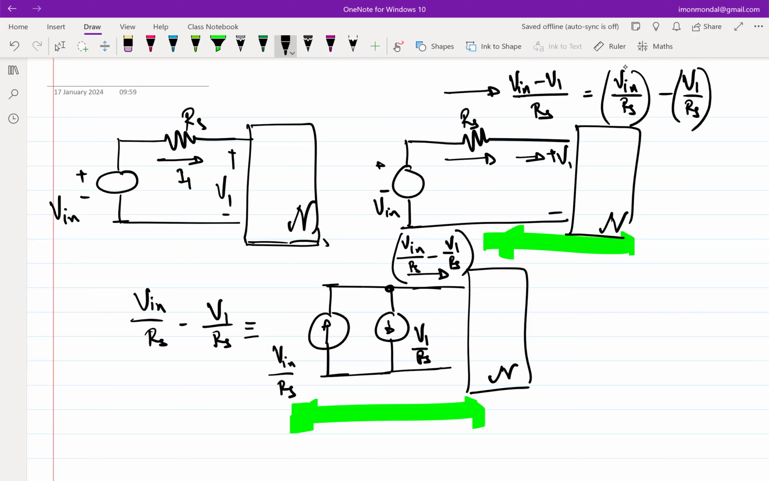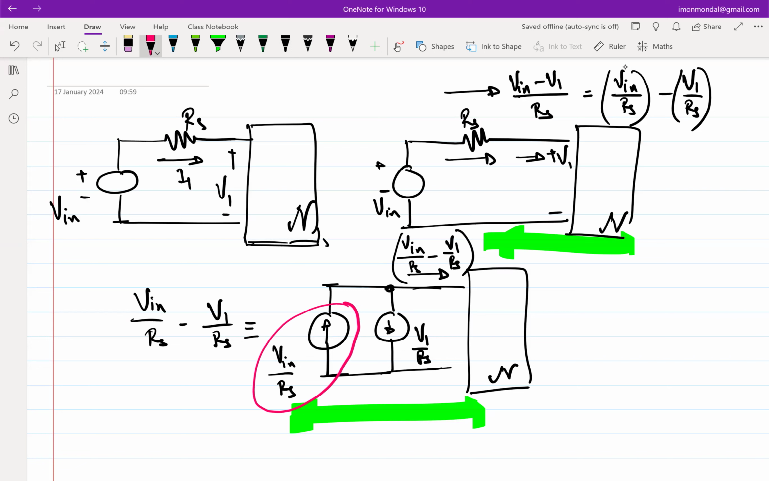Okay. So now one key observation. Do you think this source V in over Rs is an independent source or a dependent source? Dependent on what?